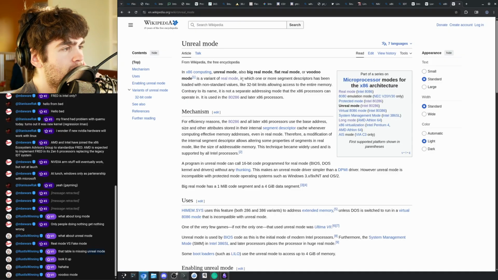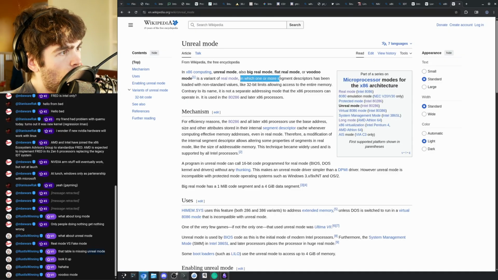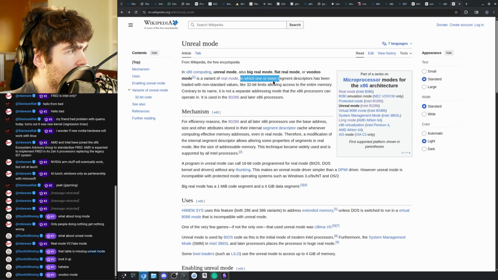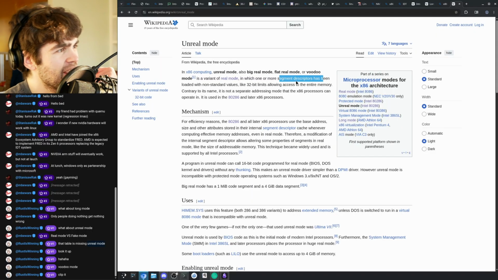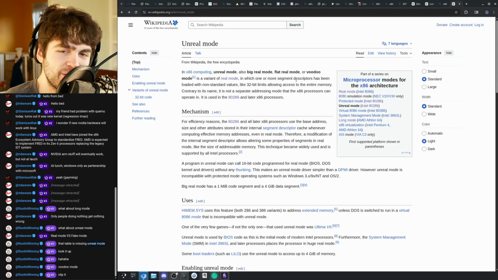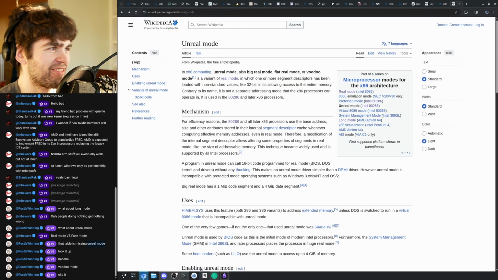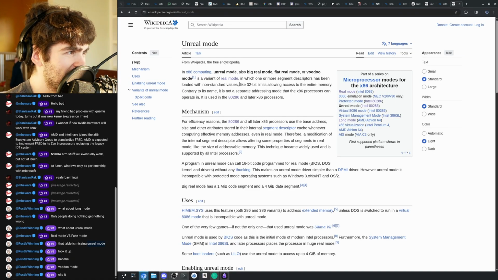Maybe not. Okay. In which one or more segment descriptors have been loaded with non-standard values. That sounds like in which we decided to fuck with you just for the lols. For the love of the game. Like 32-bit limits allowing access to the entire memory. Okay? Contrary to its name, it is not a separate addressing mode that the x86 processor can operate in. It is used in the 80.